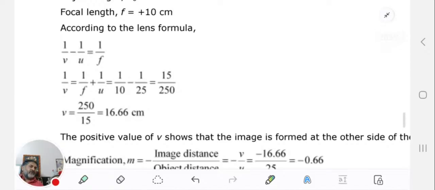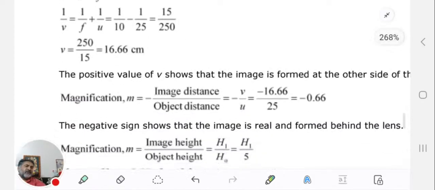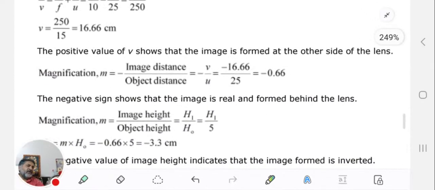તો 1/v = શું આવશે? 1/f + 1/u થઈ જશે. એટલે કે 1/10 + 1/25. હા, એટલે 15/250 થશે. એટલે v બરાબર ઉલટાઈ દઈશું ને, એટલે આન્સર શું આવશે? 16.66 સેન્ટીમીટર. The positive value of v shows that image is formed at the other side of the lens.